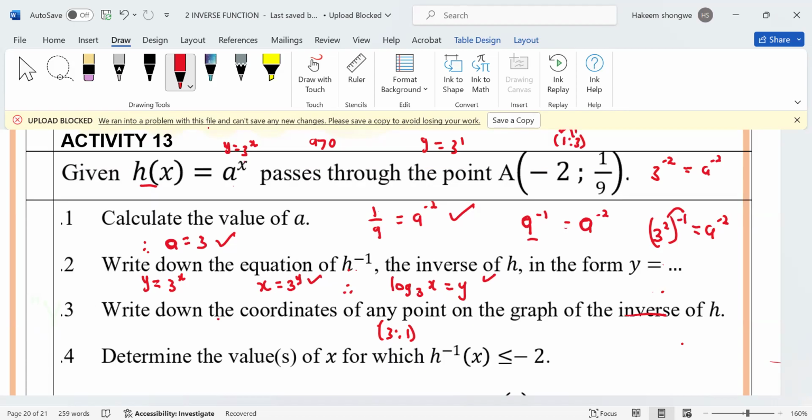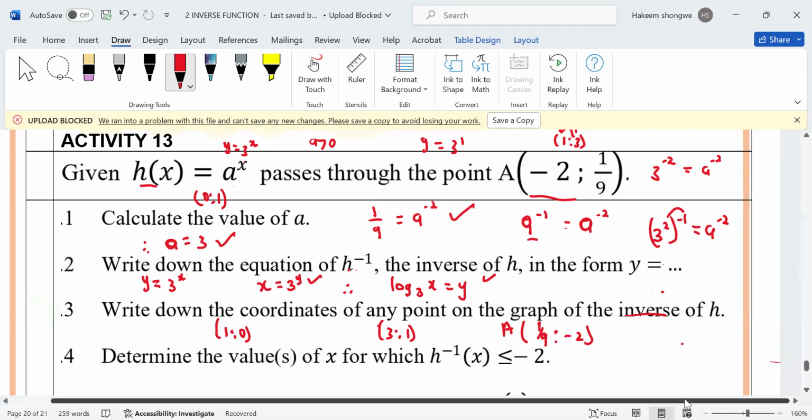Or you can use the point 0, like 0 is to 1, because any number to the power of 0 is 1. So you do have a point 0 is to 1. Then I can use 1 is to 0. Oh, write down the coordinates. But I said any point. So okay, let's use A then. If we use A, we're going to have 1 over 9 is to minus 2. Yeah, it makes sense. In fact, you need to use the one that is already here.